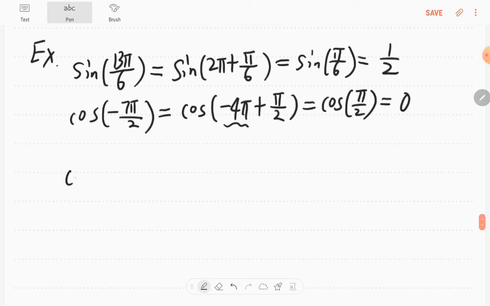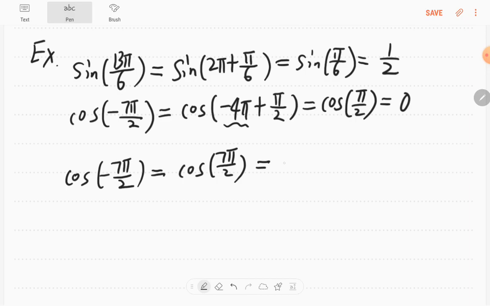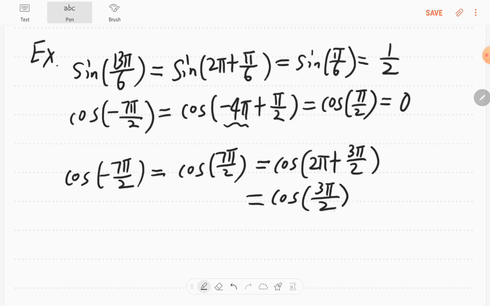Or you can use another way, which is we don't like the negative, so we use the even and odd properties. Cosine is an even function, so it's equal to cosine of 7 pi over 2. 7 pi over 2 is actually equal to 2 pi plus 3 pi over 2, right? So it's equal to cosine of 3 pi over 2, which is 0. Cosine is 0, right? 3 pi over 2 is on the negative y-axis, the terminal side, so cosine of this angle equals 0.